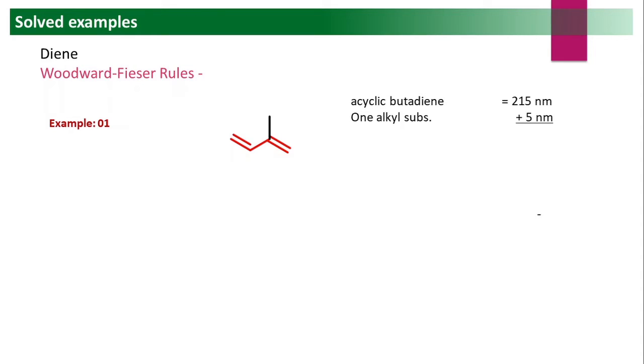So is any other system there? Is there any exocyclic? No. Is there any homocyclic? No. Is there any extra substituent? No. Is there any extra conjugation? No. So these values are sufficient. So the lambda max for this compound is 220 nanometer. So the calculated value is 220 nanometer and the experimental value is 220 nanometer. It means that our calculation is correct.